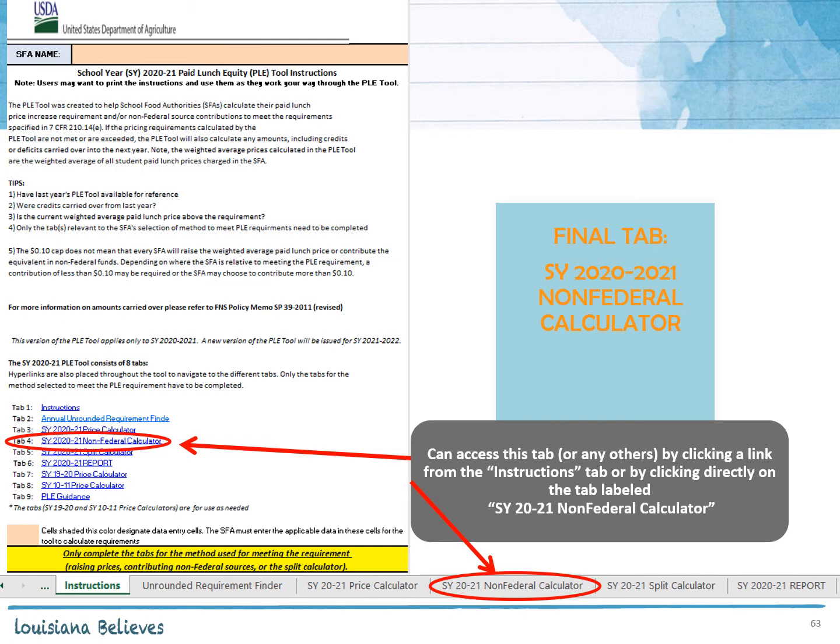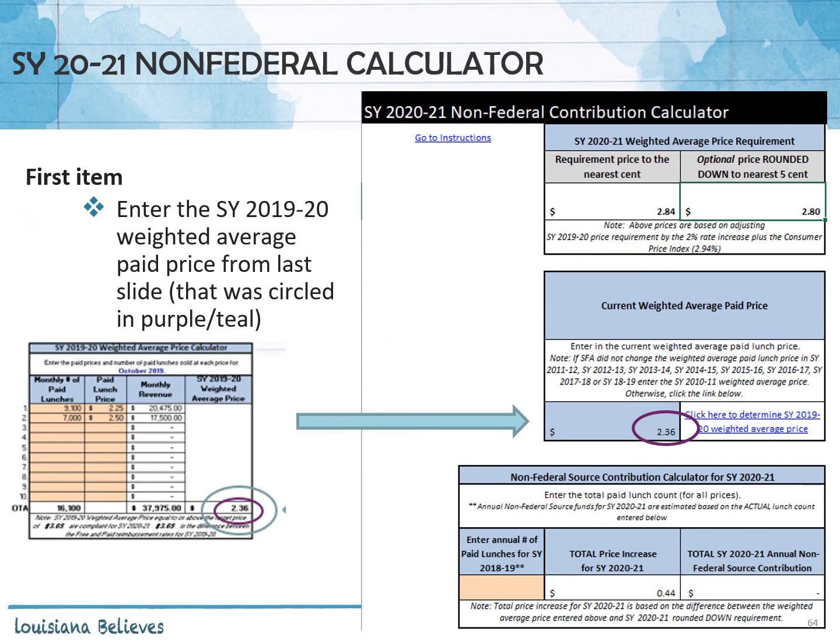To get to the final tab, which is the 2020-21 Non-Federal Calculator, we can access it either from the bottom tabs or through the text link on the Instructions tab. Here we see the 2020-21 Non-Federal Contribution Calculator. First, you will enter the school year 2019-2020 weighted average price from the last slide, which was $2.36.